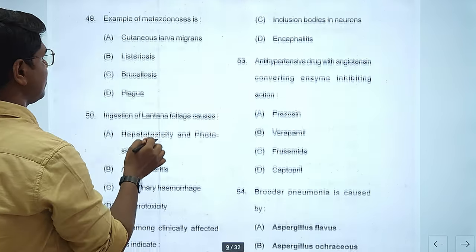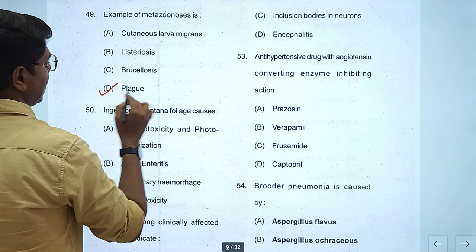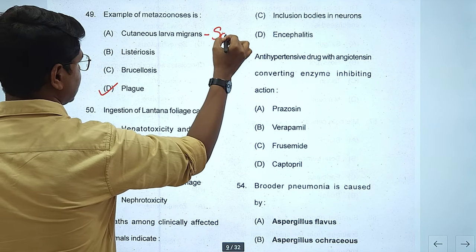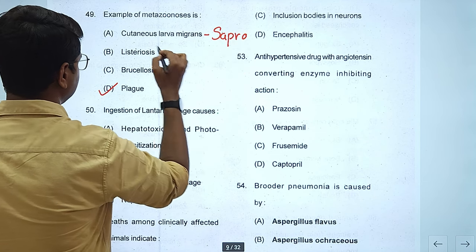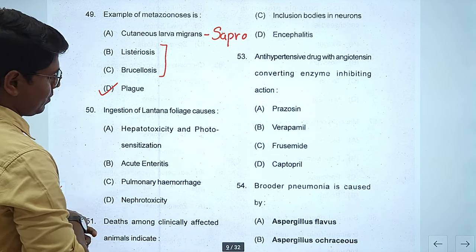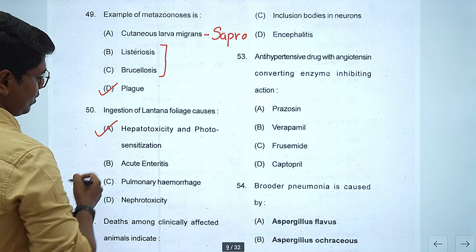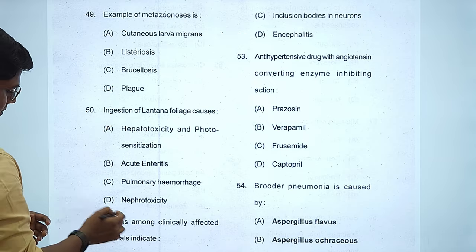Example of metazoonosis: plague is the answer. Cutaneous larva migrans, sapro. Listeriosis and brucellosis can be direct zoonosis. Ingestion of Lantana camara is a very common question in toxicology. You will find hepatotoxicity and photosensitization.